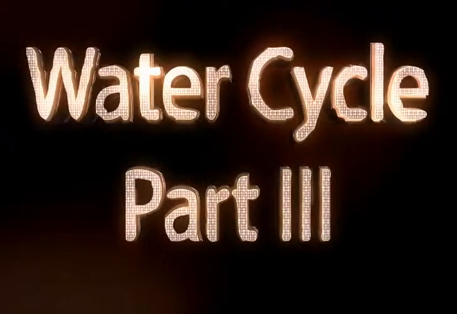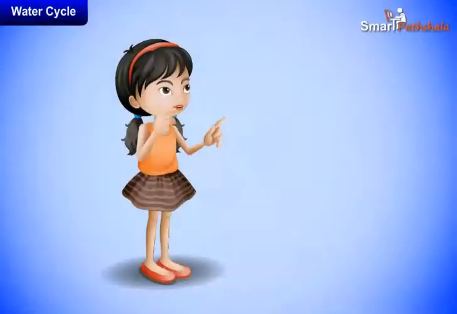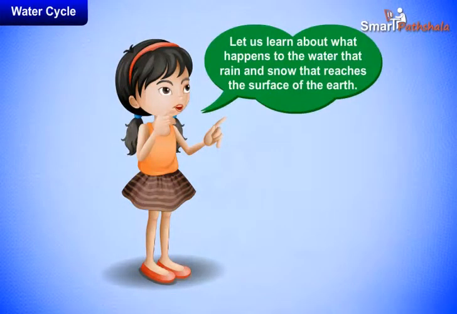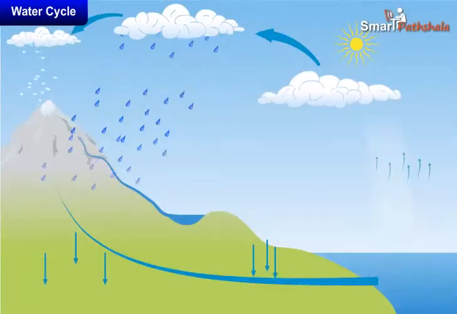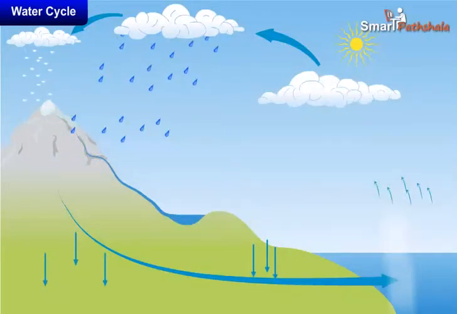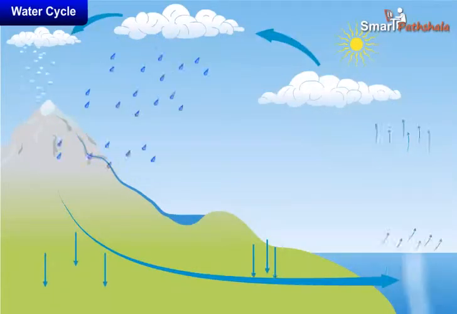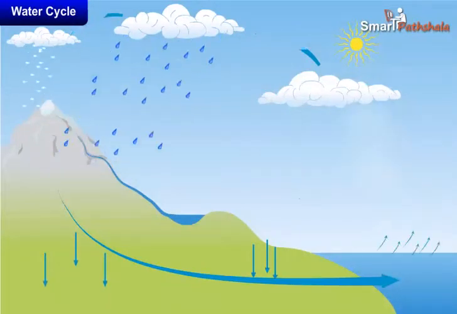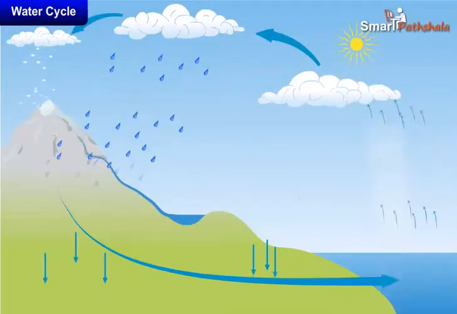Water Cycle Part 3. In this module, let us learn about what happens to the water, that rain and snow, that reaches the surface of the earth. Almost all land surfaces are above the level of oceans. Most of the water that falls on the land as rain and snow goes back to the oceans in one way or the other. This happens in many ways.